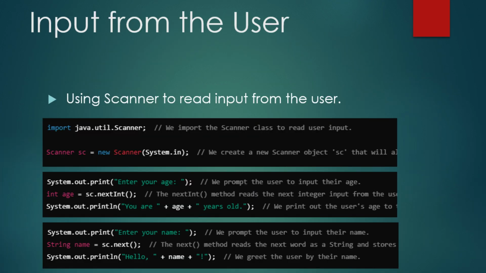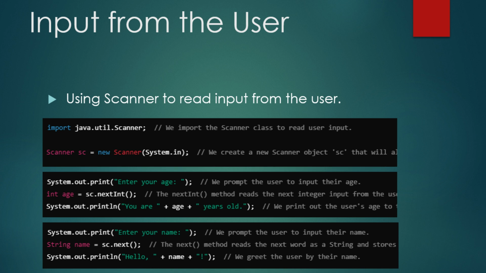Now that we've covered variables and arithmetic, let's make our program interactive by accepting input from the user. In Java, we use the Scanner class to read user input. First, we need to import the Scanner class from the java.util package. Then, we create a Scanner object to read input from the keyboard. Next, we'll prompt the user to enter their age and name, and we'll store that information in variables.